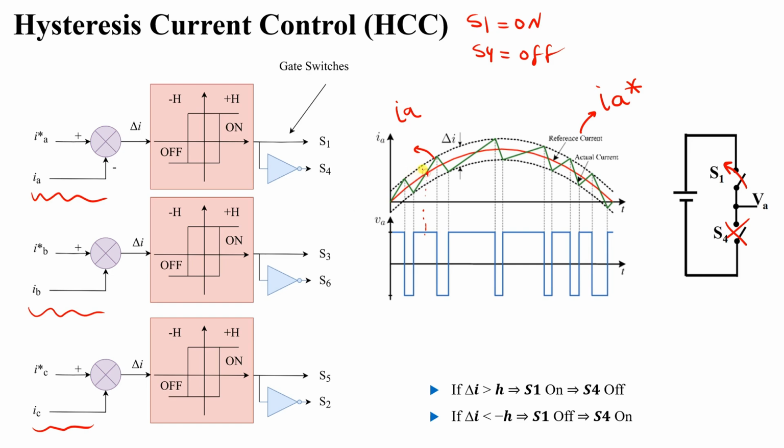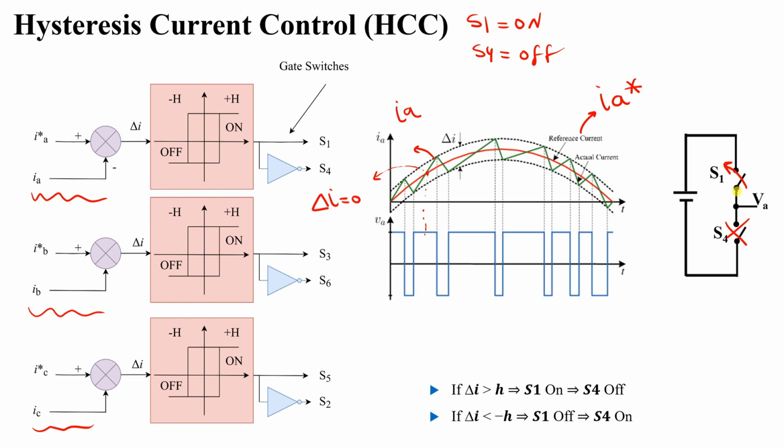Now, what about delta I at this point? At this point, delta I is equal to 0. The error between reference and actual, they are on each other. So it means that the error between them is equal to 0, right? So what will happen? S1 is still on.